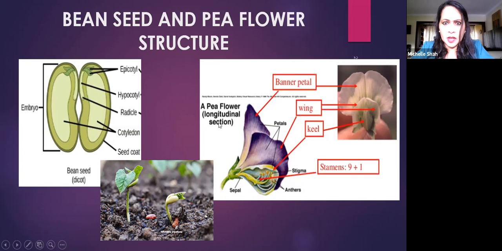The flower of the pea has the appearance of this longitudinal section, and it is made up of the petals, the sepal, which is the part connected to the stem, the anthers, and stamen. So this is just a brief description of how the bean and the flower looks.